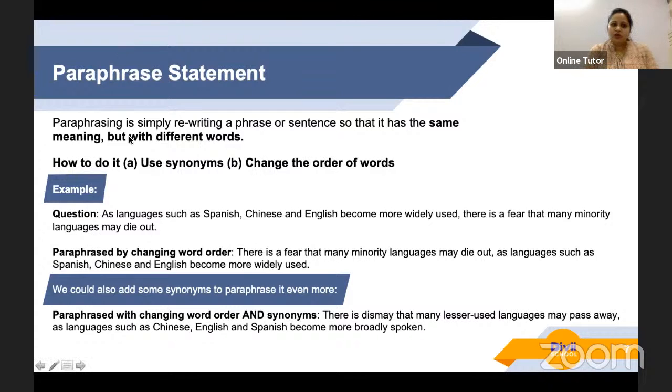All right, so paraphrase is to rewrite the same thing in different words. Now there are 2 ways of doing this. One would be to change the order of the words, while the second one would be to use synonyms. Let us look at an example to understand this better.